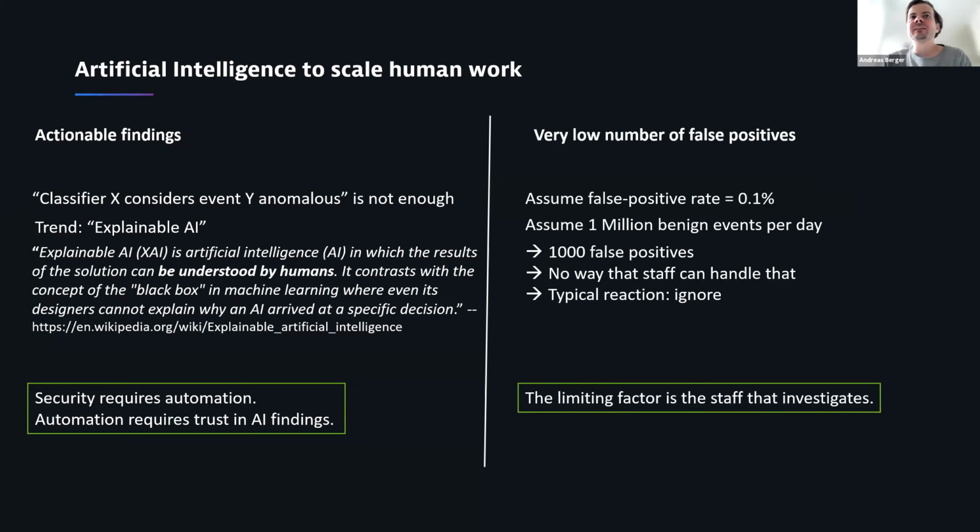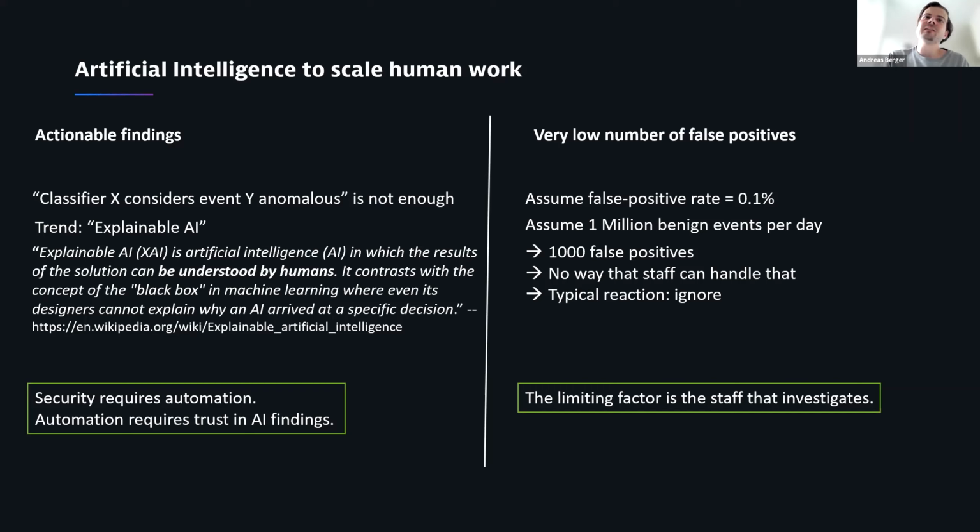And why is that? It's a very simple calculation. Assume a false positive rate of whatever algorithm of only 0.1%. And now assume there are 1 million benign events per day, which is, of course, not an accurate number, but a realistic number given the size of the systems we're currently monitoring. That means that out of the 1 million benign events with the false positive rate of 0.1%, you get 1,000 false positives, right? So relatively speaking, that's not much.